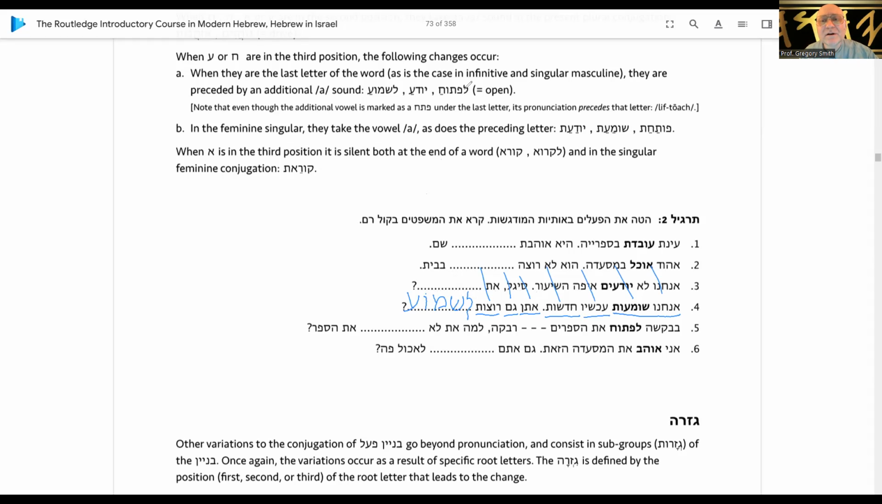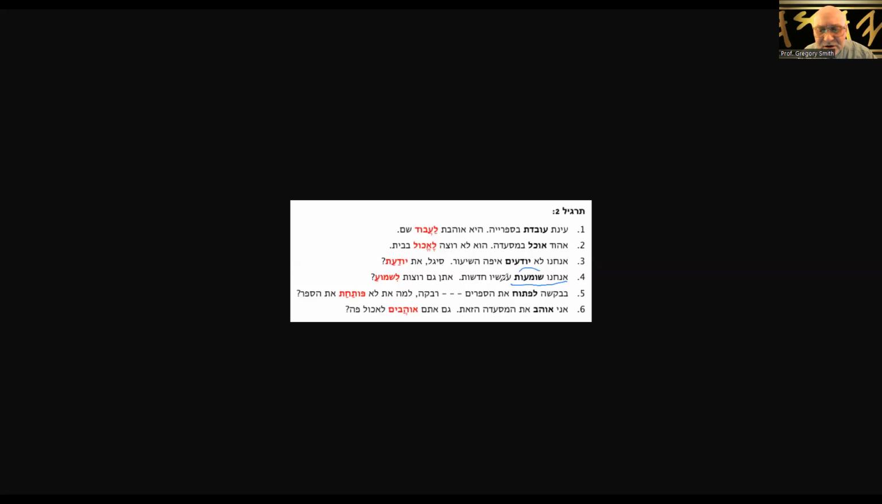Okay, do you all also want to listen? So let's see what their answer key says for 4. We have anaknu shomot. So we are listening. Akshav hadashot. We are listening now to the news. Now to news. It's probably news, just news, not the news. Aten gam rotzot. There it is. Lishmoa. You all also want to listen.